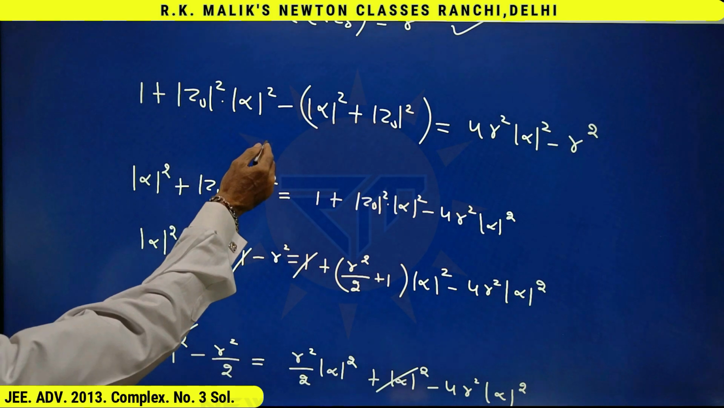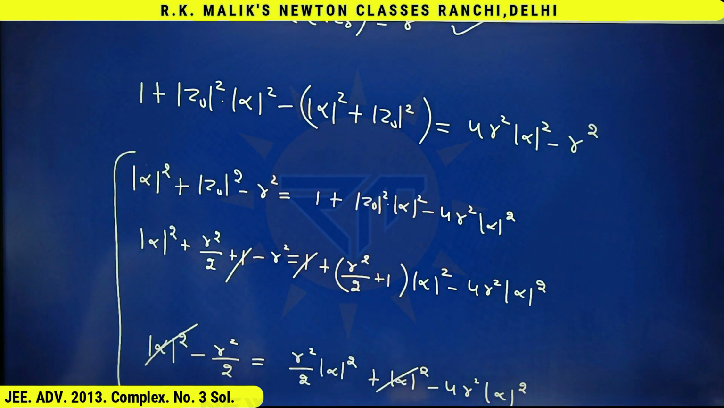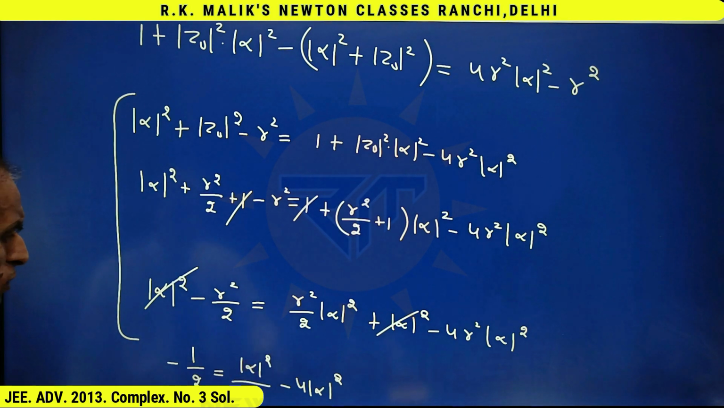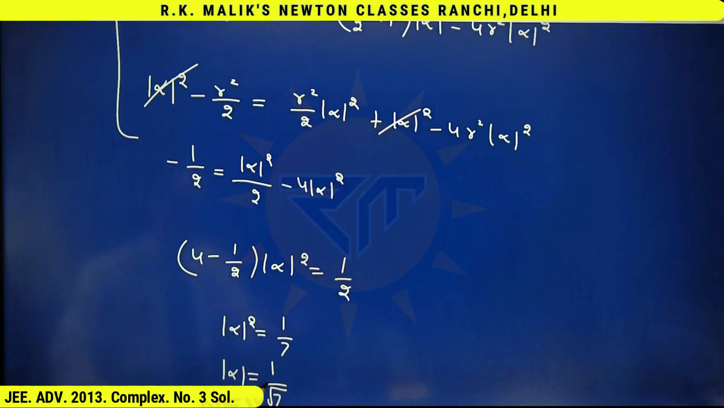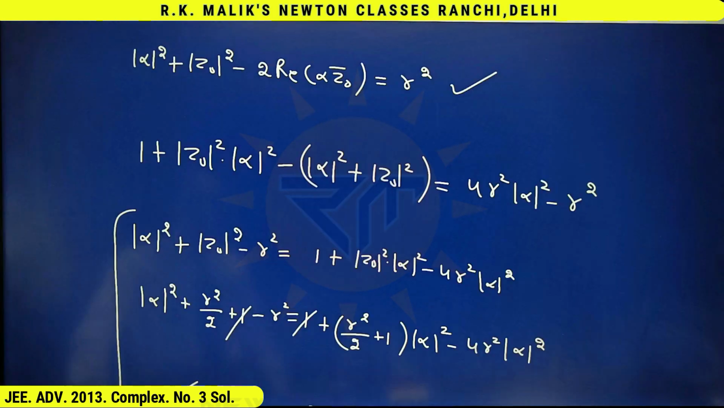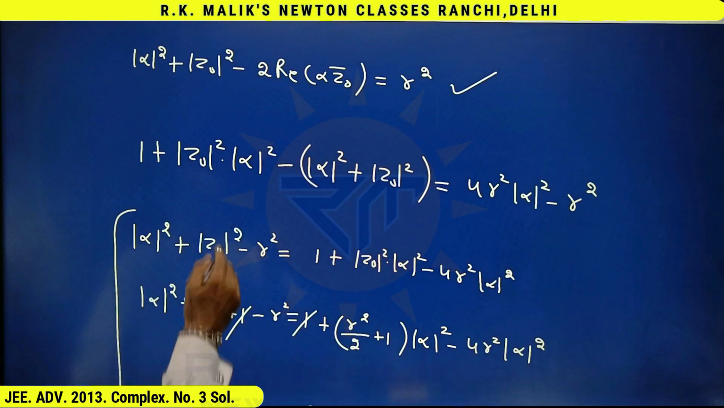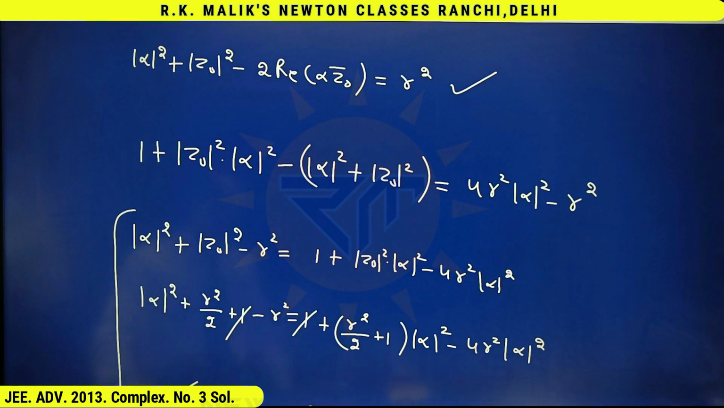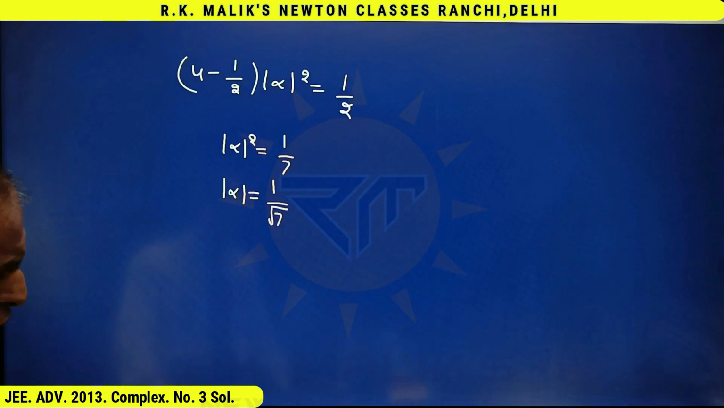And after reaching here, this portion I have copied as in the second way. After doing the same calculation, I'll get the value of mod alpha as 1 by root 7. You can see very easily this is same as this, only in rearranged form. Hence we have got the value of mod alpha as 1 by root 7.